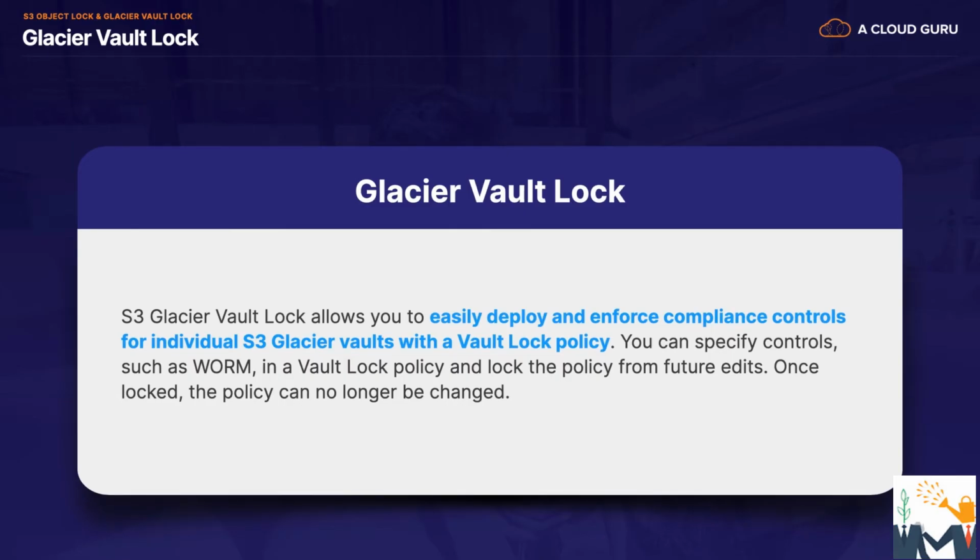Let's move on to Glacier Vault Lock. Glacier Vault Lock basically allows you to easily deploy and enforce compliance controls to individual S3 Glacier vaults with a vault lock policy. And you can specify controls such as WORM in a vault lock policy and lock the policy for future edits. Once locked, the policy can no longer be changed. So it's just a way of locking your objects inside of Glacier, similar to S3 Object Lock.